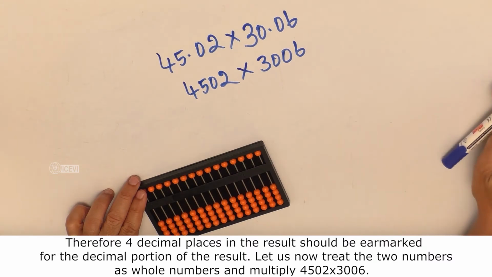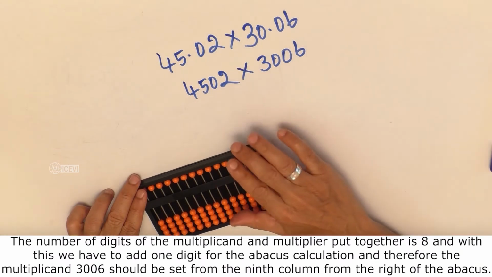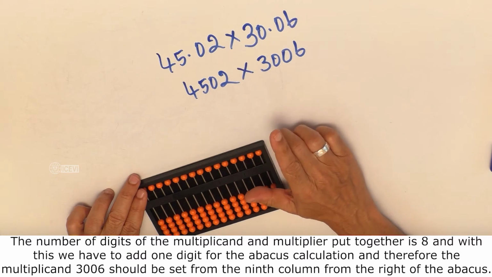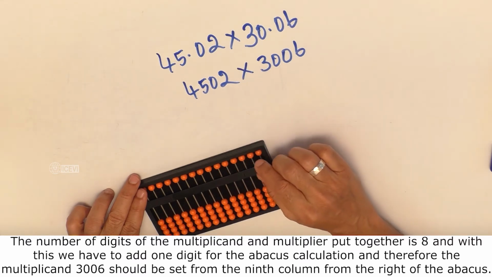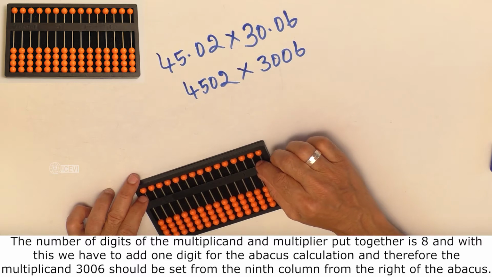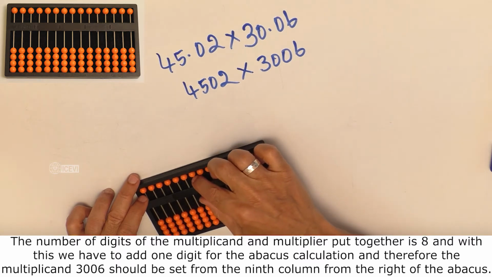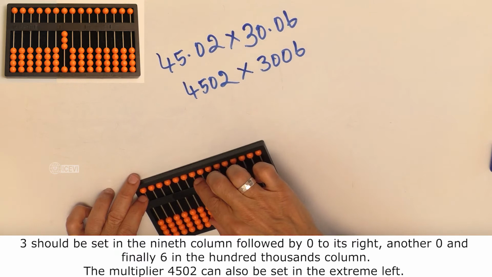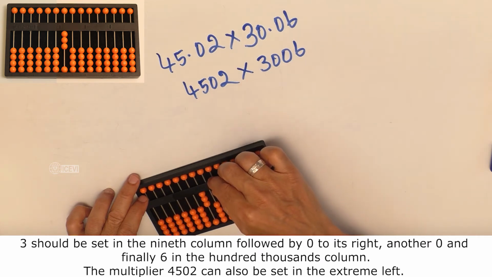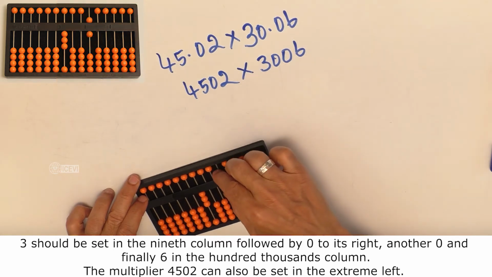4502 with 3006. The number of digits of the multiplicand and the multiplier put together is 8, and with this we have to add one digit for the abacus calculation, and therefore the multiplicand 3006 should be set from the 9th column from the right side of the abacus. 3 should be set in the 9th column, followed by 0 to its right, and then another 0 to its right, and then 6 in the 100,000s column.